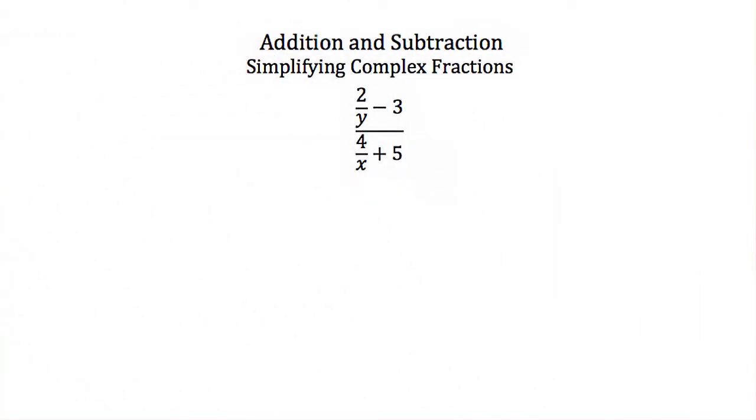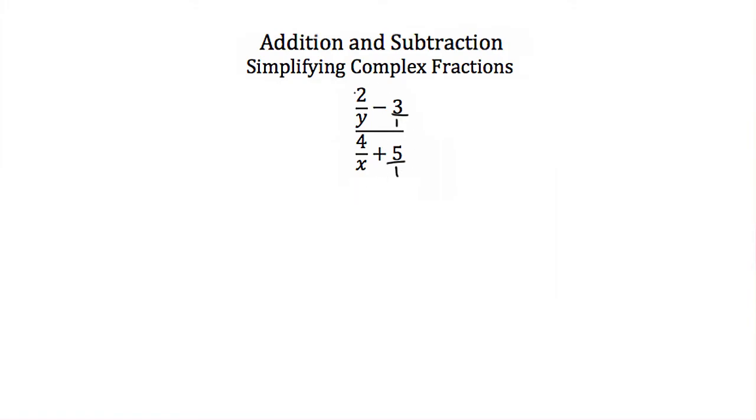Now the last thing we have to talk about is simplifying complex fractions. Here we have 2 over y minus 3, and that's all divided by 4 over x plus 5. Now the easiest way to do this is to multiply both the top and the bottom by our least common multiple. Now to find our least common multiple, we're going to put this 3 over 1, and we're going to put this 5 over 1. Now we need the least common multiple of all 4 of these fractions.